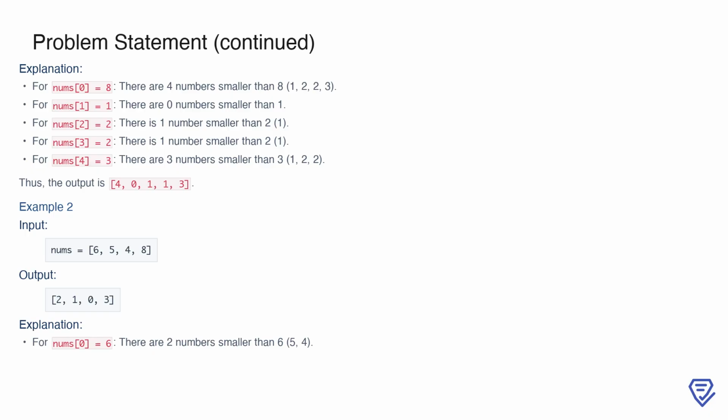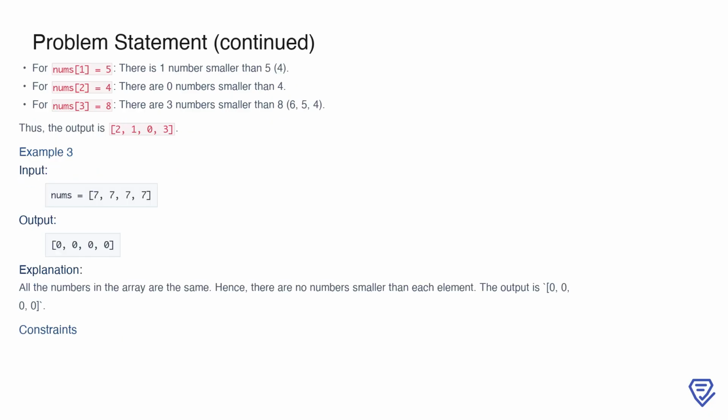If the input array is 6, 5, 4, 8, the output is 2, 1, 0, 3. Here's why. For nums[0] equal to 6, the numbers smaller than 6 are 5 and 4, so the count is 2. Continuing with the second example, for nums[1] equal to 5, the only number smaller than 5 is 4, giving a count of 1. For nums[2], which is 4, there are no numbers smaller than 4, so the count is 0. Finally, for nums[3], which is 8, the numbers smaller than 8 are 6, 5, and 4, resulting in a count of 3. The output array 2, 1, 0, 3 reflects these counts.